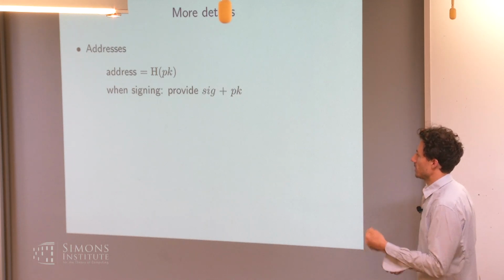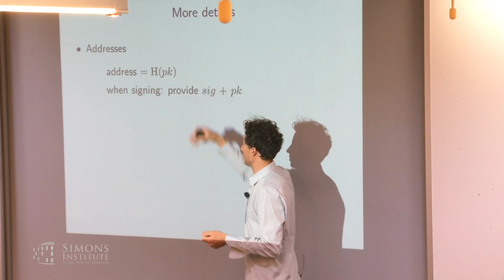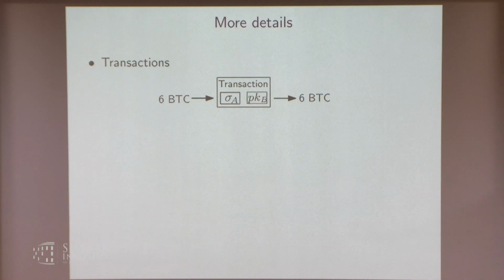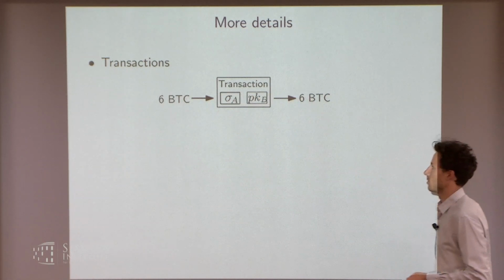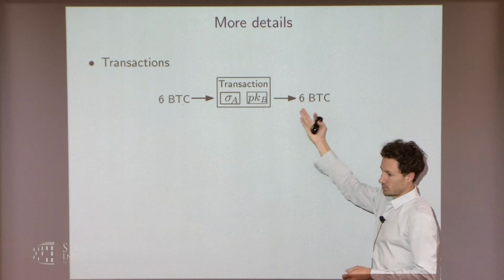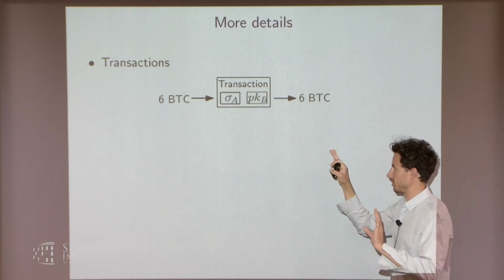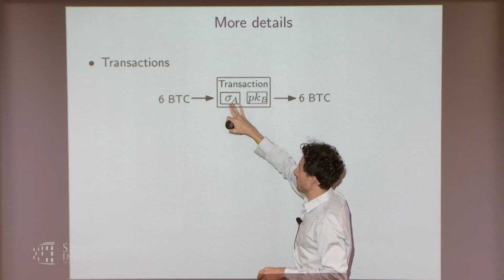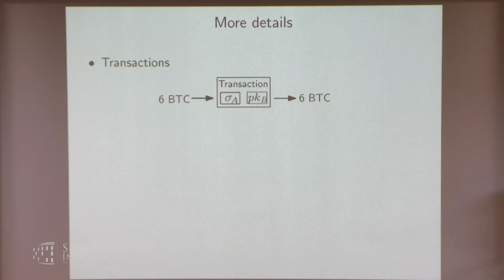And when you sign, of course, in order for a signature to be verifiable, you also have to provide the public key. Now, what do these transactions look like? The simple case would be if Alice has 6 Bitcoins and wants to spend them to Bob. Then she produces a transaction that has Bob's public key here. It's actually his address, but let's forget about this for now. And she provides a signature that authenticates that these were her 6 Bitcoins.